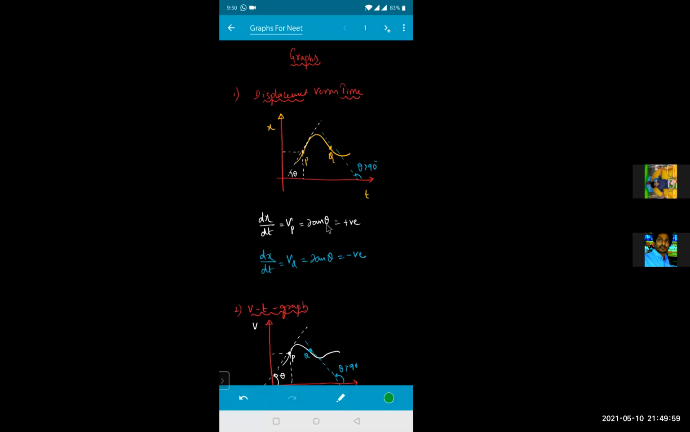This velocity will be either positive or negative depending upon the slope, beta. If theta is less than 90 degrees, it will be positive. If theta is greater than 90 degrees, it will be negative. That is the reason velocity at point P is positive and velocity at point Q is negative.